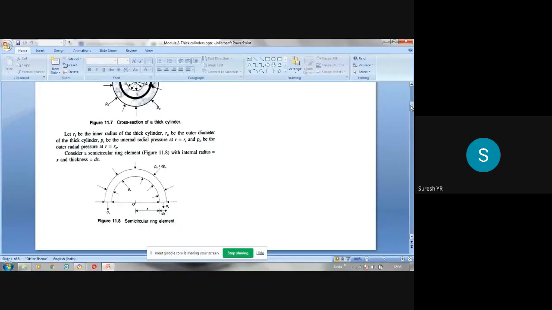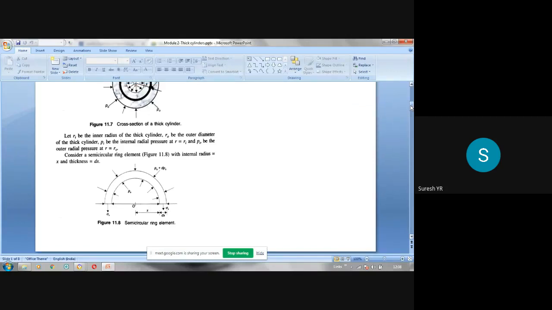Lame's equations for a thick cylinder, both for radial pressure as well as hoop stress. So this Px is the radial pressure at a distance x from the center of the cylinder. The minimum value of x is Ri, the internal radius, and the maximum value is Ro, the outer radius. So x can vary from Ri to Ro.